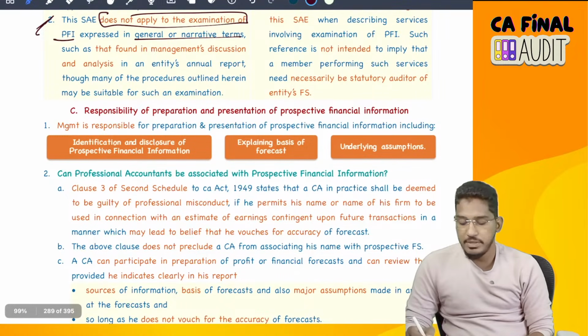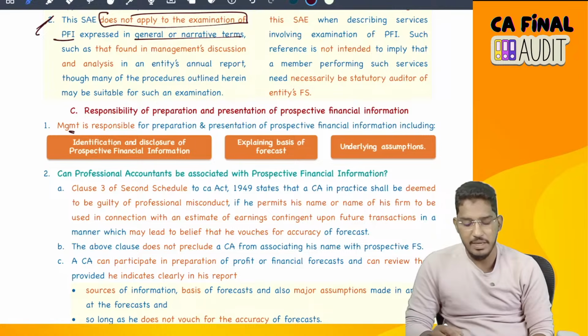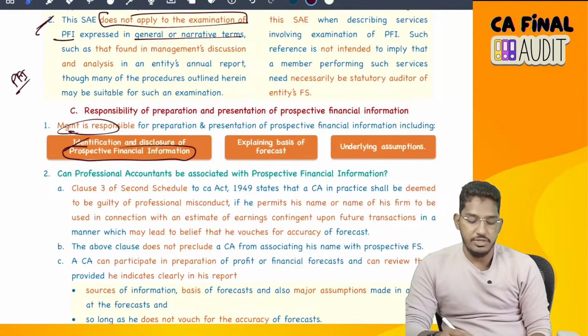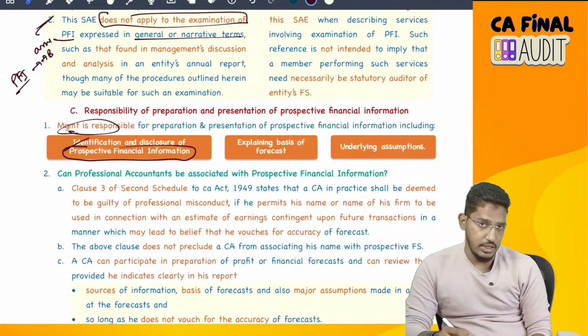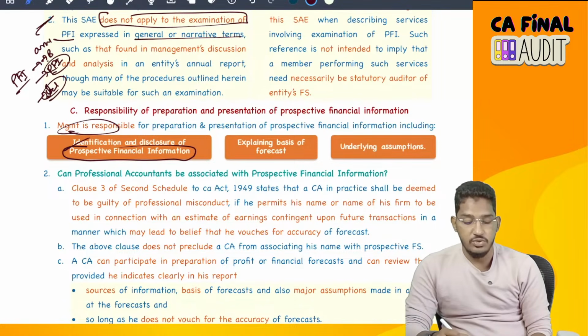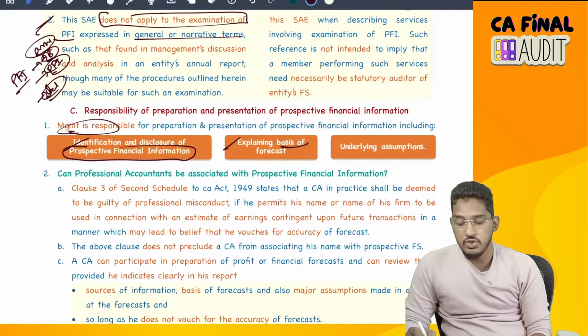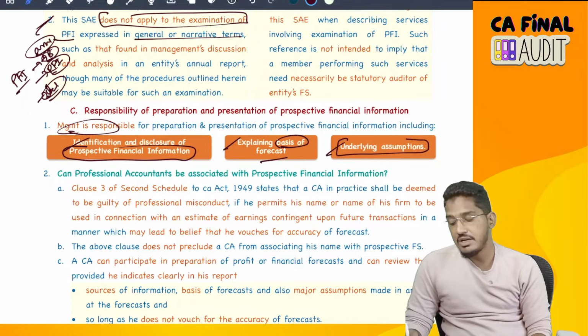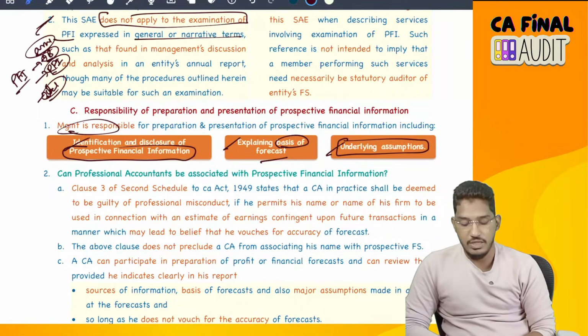Next, who is responsible for preparation and presentation of prospective financial information? Generally, management is responsible. Management will prepare and present the prospective financial information. Their additional responsibility is to identify and give proper disclosures in it: what assumptions they have made, whether those are best estimate assumptions or hypothetical assumptions, for what purpose they have prepared it, and who the intended users are. Management itself is required to give all these disclosures in the prospective financial information. They are also responsible for explaining the basis of the forecast, on what basis they have done it, and the underlying assumptions they have made.